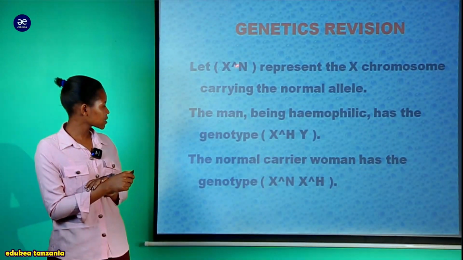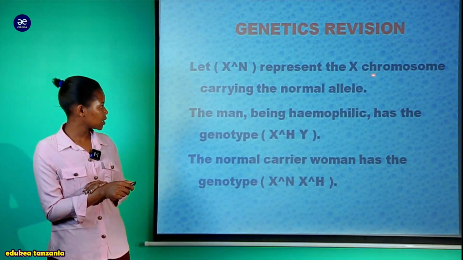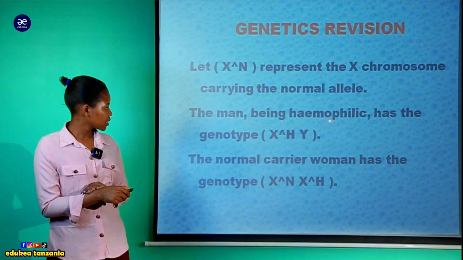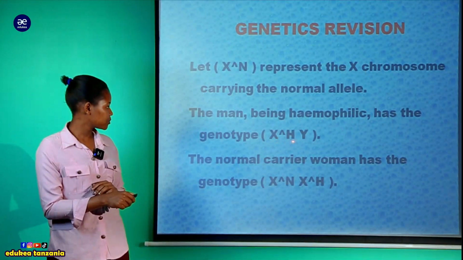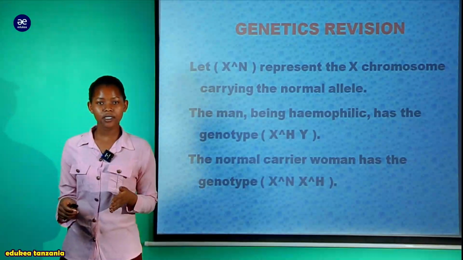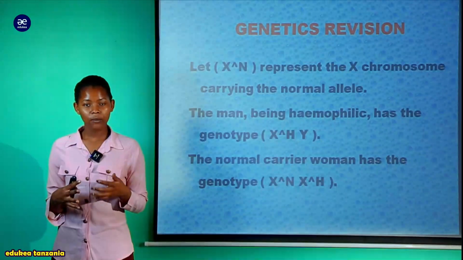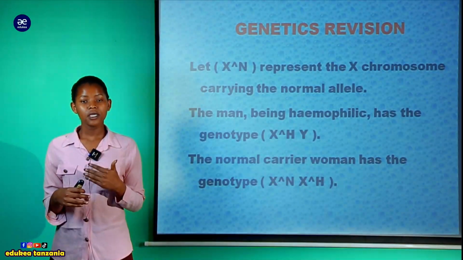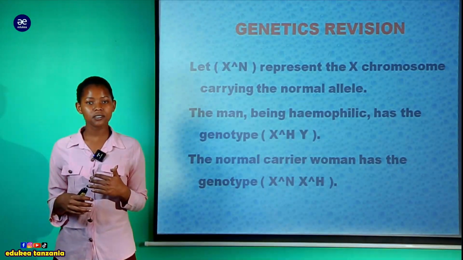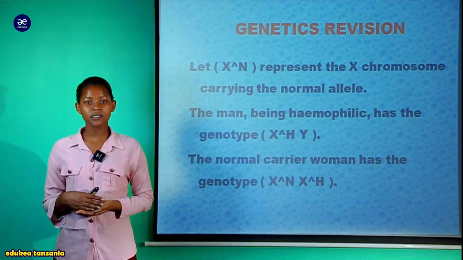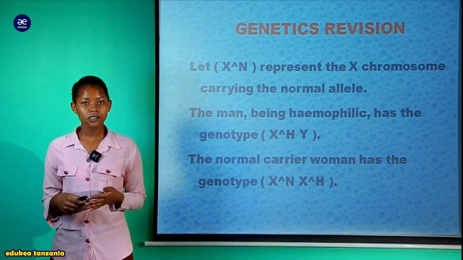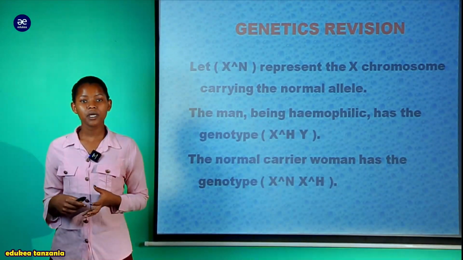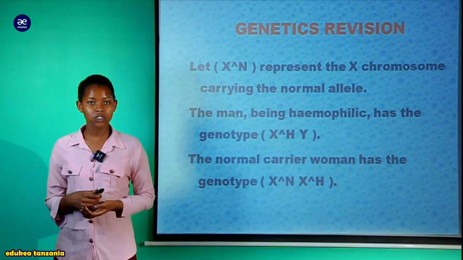Also, let the X raised to capital letter N represent the X chromosome carrying the normal allele. And the man being hemophilic has this genotype. Since capital letter H stands for hemophilia, it means that the man, since he possesses a single X chromosome, if he is hemophilic, then the total phenotype is hemophilia. So we will take X raised to capital letter H and Y, which means this man is hemophilic in nature.